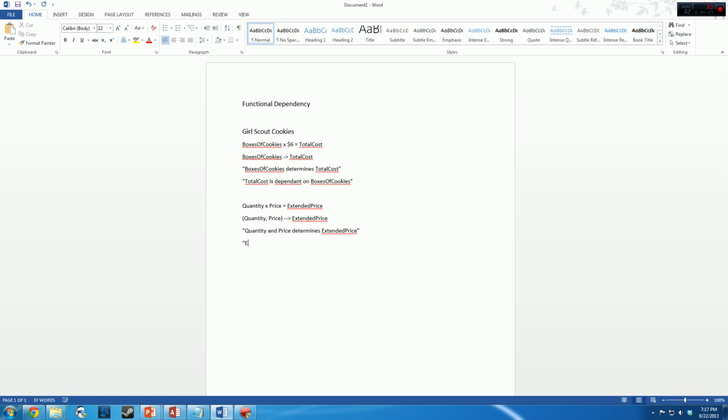And likewise, extended price is dependent on quantity and price. So you cannot know extended price without knowing the quantity and the price.